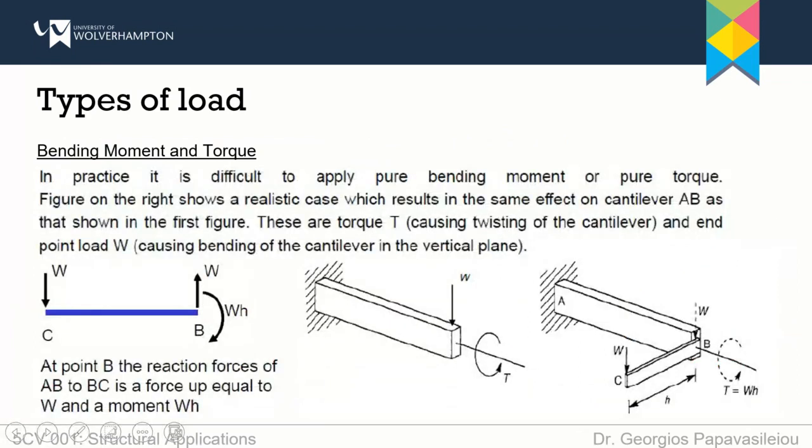Now, how could we have torque on our structures? Well, typically it's the effect of a load that applies outside of the plane. So here, the xy plane that we are using is this one, x and y. So this force is outside this plane, and this is why it causes a torsional moment, a torque here.